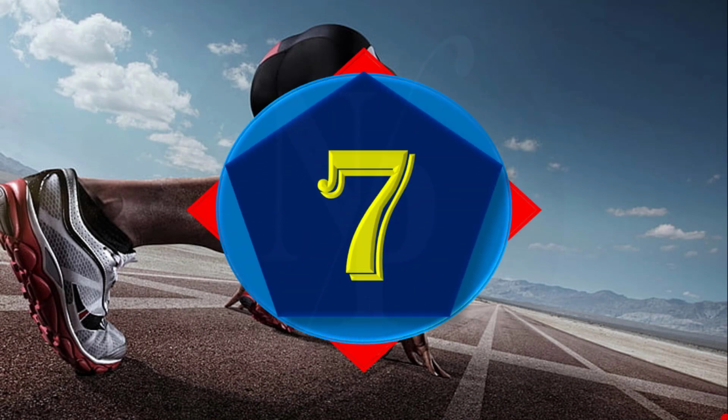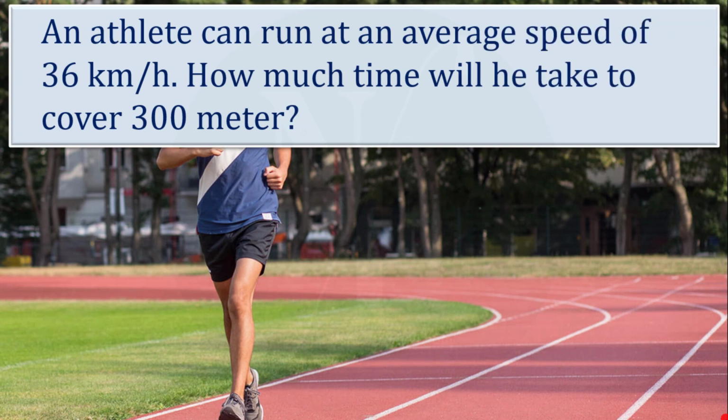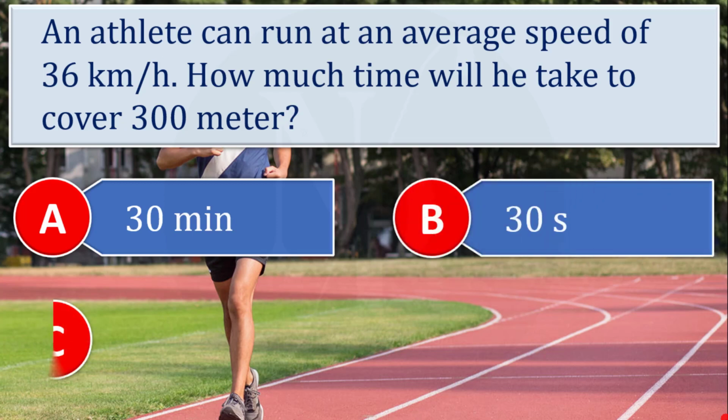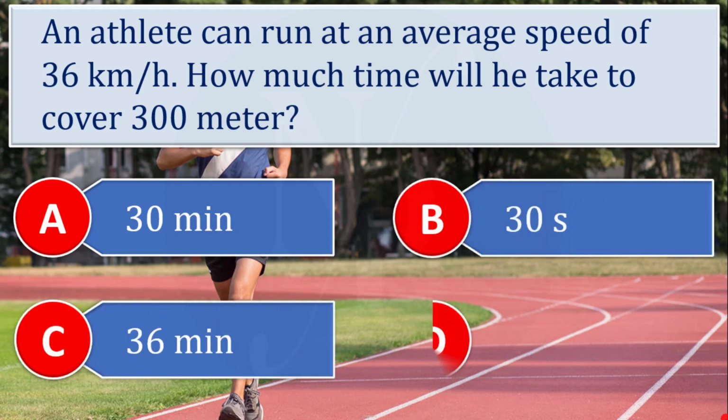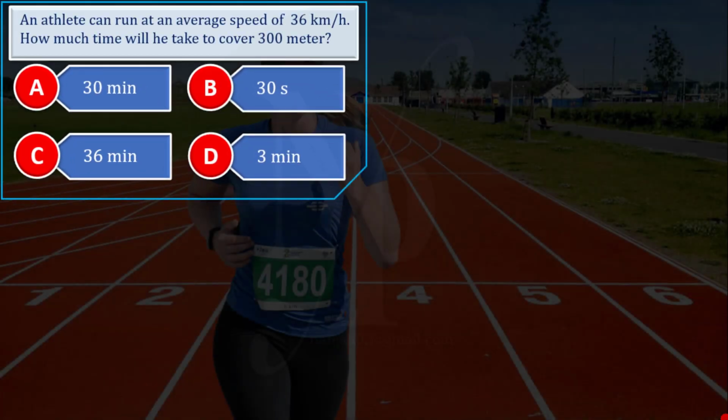Question number 7. An athlete can run at an average speed of 36 km per hour. How much time will he take to cover 300 meters? 30 minutes, 30 seconds, 36 minutes, 3 minutes. Here the speed of an athlete is given, and the distance to be covered by him is also given. We have to calculate the time required.